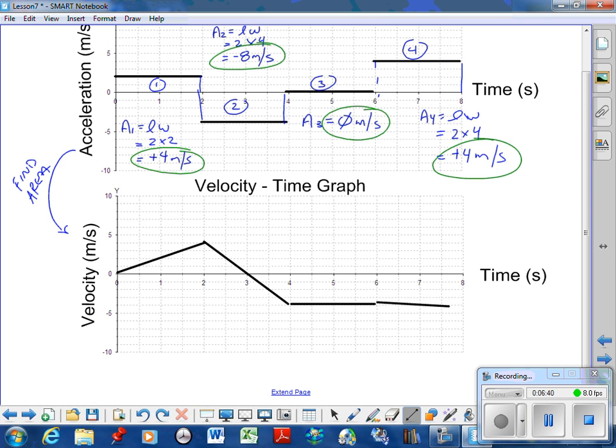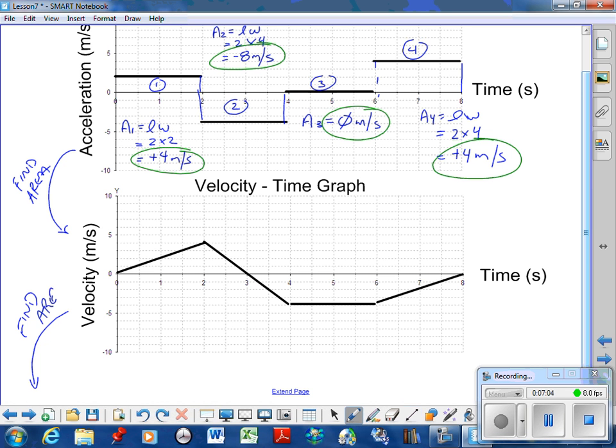So, I end up going 0 meters per second. All right. You can double check, but you know 4 take away 8 plus 4 is going to give you 0. So there is my VT graph. Okay. Now, last step is to go to your position time graph. All right. So if that's the case, I'll go like this, find area.